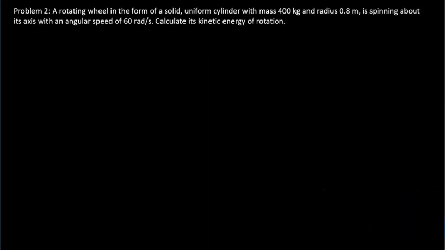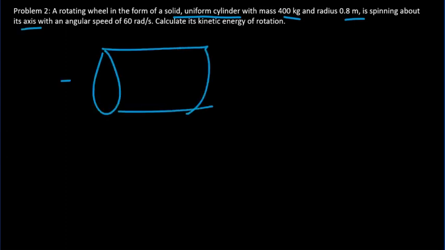Problem 2. You have a rotating wheel in the form of a solid uniform cylinder. Mass is 400 kg, radius is 0.8 m, spinning about its axis. If you have a cylinder like that, the axis is that way, and of course it's going through the center of mass. Now if its angular speed is 60 radian per second, calculate its kinetic energy of rotation. So we have to calculate the moment of inertia first for such a cylinder, and then we can use it to get the kinetic energy of rotation.